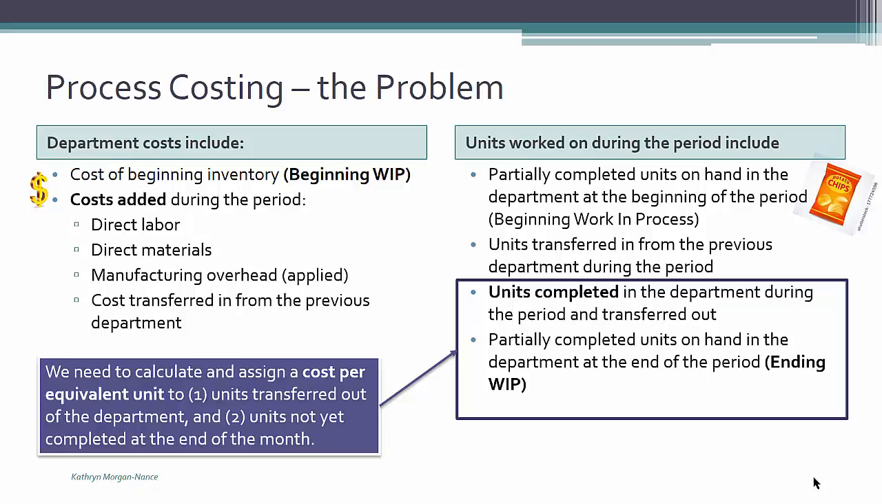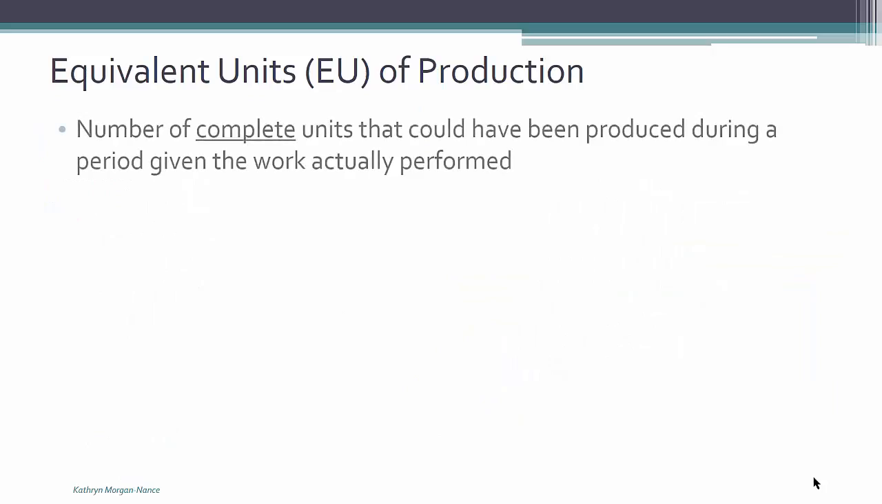But wait, should the units that are not complete get the same cost as the units that were completed and transferred? Replay that question and think about it. The answer, of course, is no. Completed units should cost more than units that are not yet complete, right? This is the reason we will quantify equivalent units, EUs for short. We come up with a cost per equivalent unit and apply that cost to equivalent units completed and equivalent units in ending work in process inventory. Let's discuss equivalent units next.